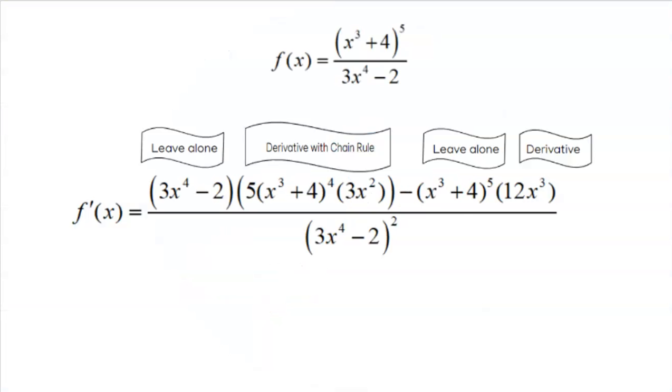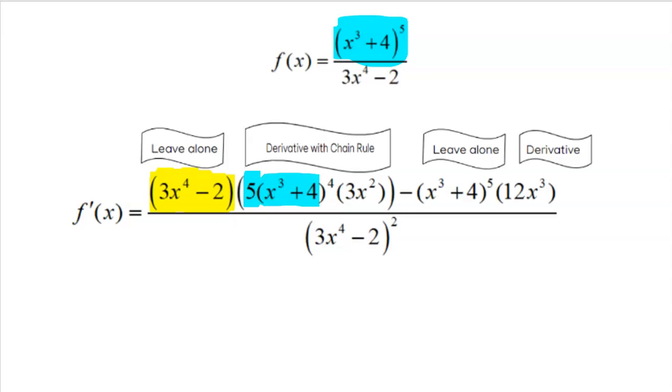All right, so let's dive into how I'm going to do this. First I'm leaving the bottom alone. There's the 3x to the fourth minus 2. Now I have to multiply by the derivative of that numerator. So the 5 falls down in front. Inside stays the same, x cubed plus 4, new power of 4, and then multiplied by the derivative of the inside, which is 3x squared. All right, that's done. Now I'm subtracting.